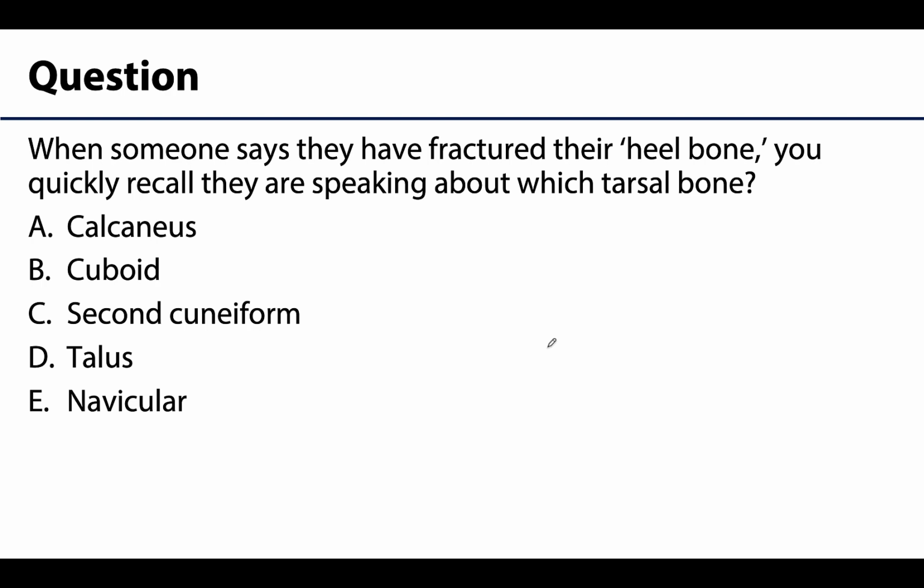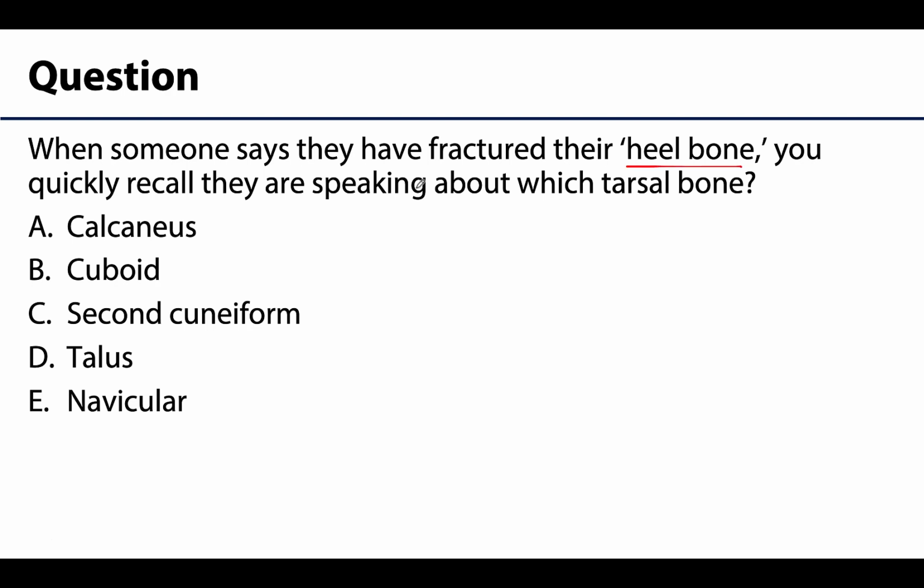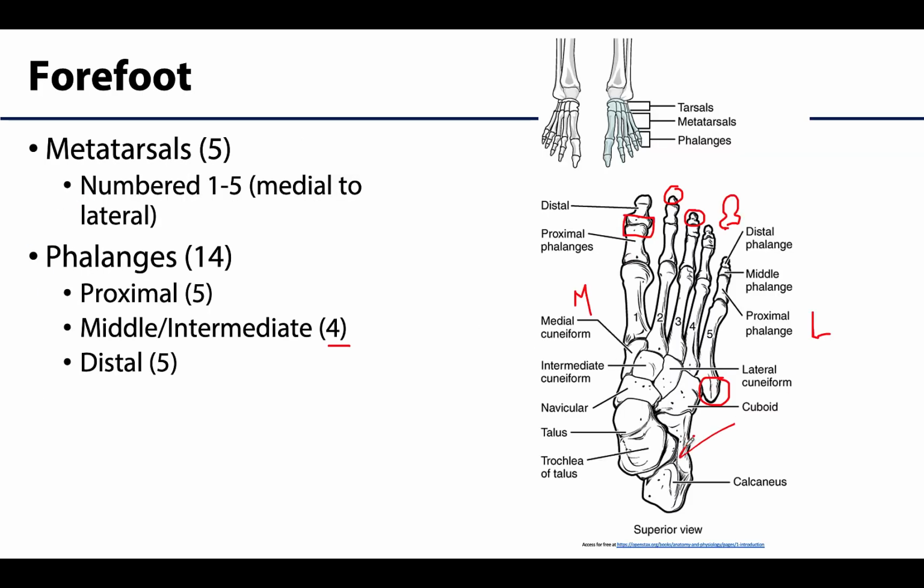All right, here's a quick question. I think you're going to get it and then write off, and if not, you'll know that's an area you need to focus on. So when someone says they have fractured their heel bone, you quickly recall they are speaking about which tarsal bone. Is it the calcaneus? Is it the cuboid? Is it that second cuneiform, the talus or the talus, you'll hear it either way, or the navicular? And so really, what is that heel bone? Which bone is that? And I hope you understand it's that largest tarsal bone, your calcaneus, right here, often colloquially referred to as the heel bone.